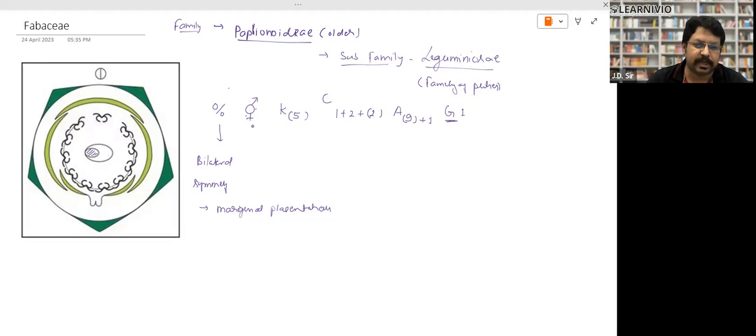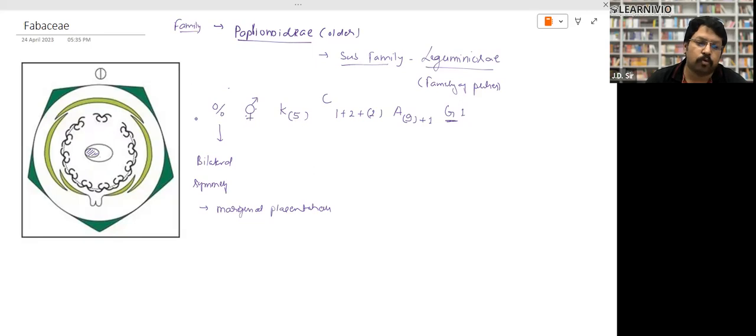This is the symbol of bisexual. Male and female sex organs are both available over here. We can see this is androecium, and this is gynoecium. Both are present, so both male and female reproductive organs are present. That's why we can call it bisexual.